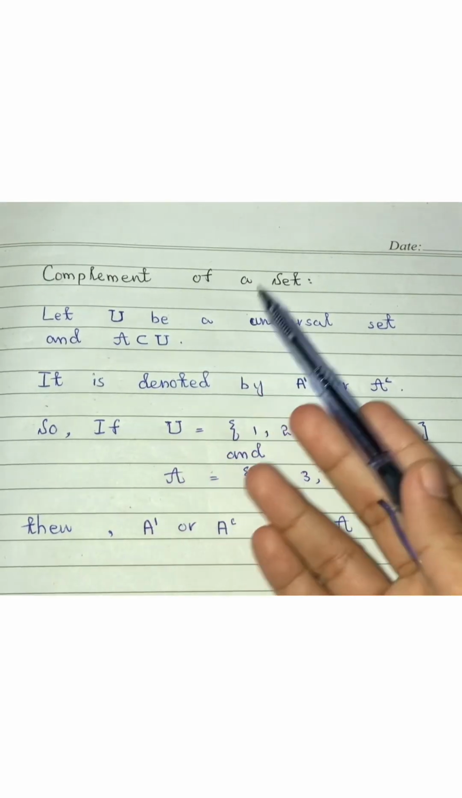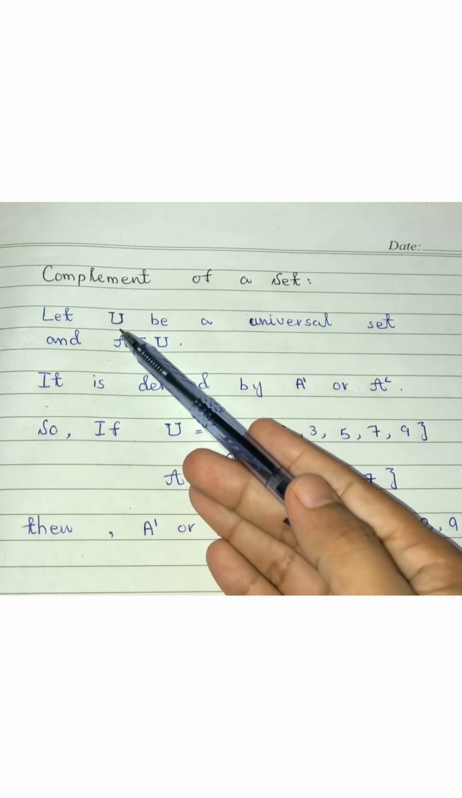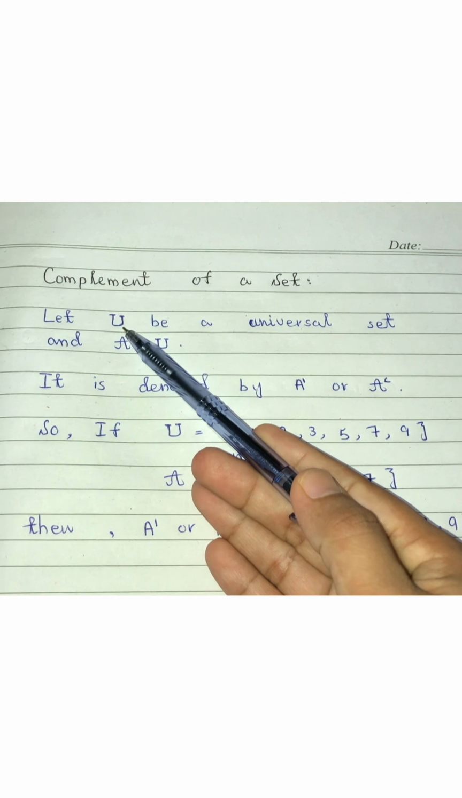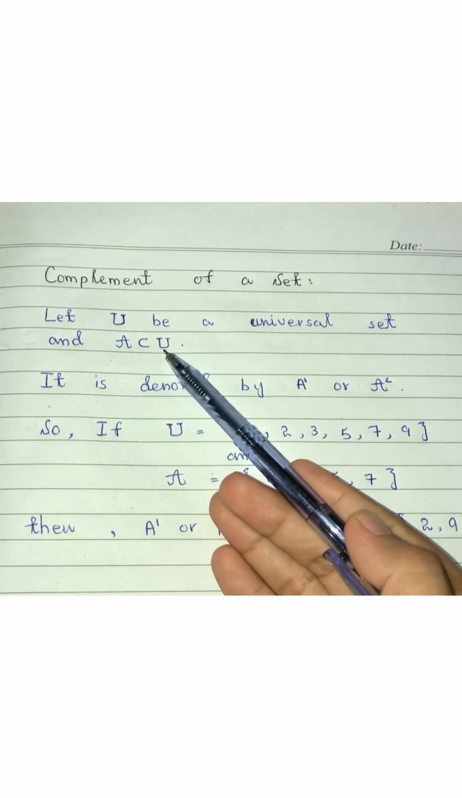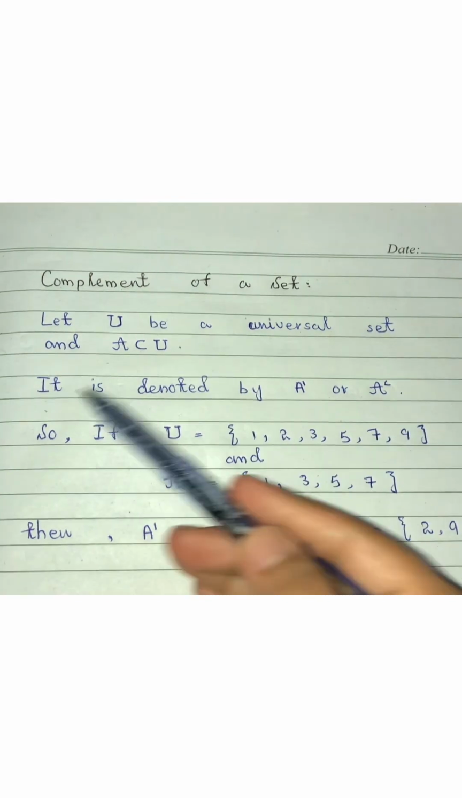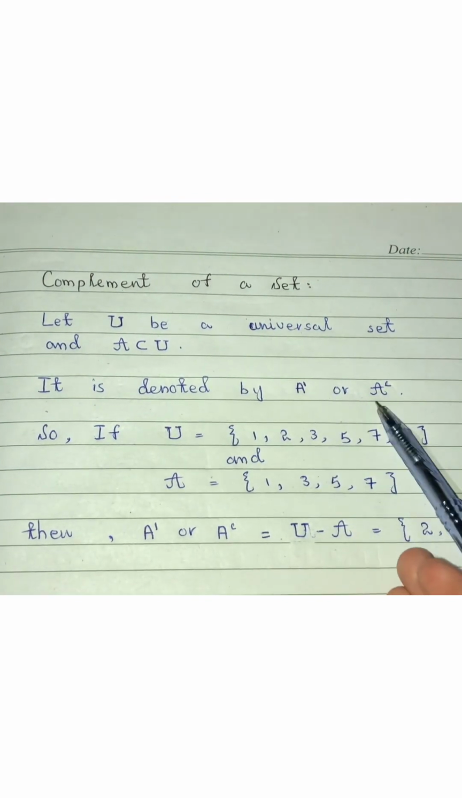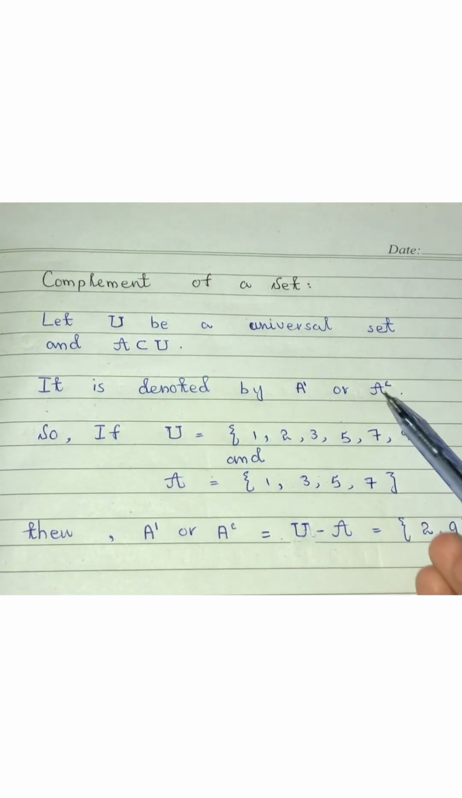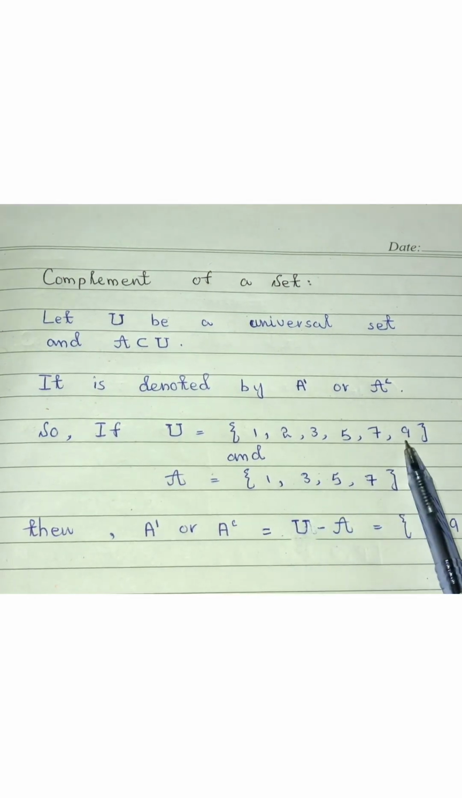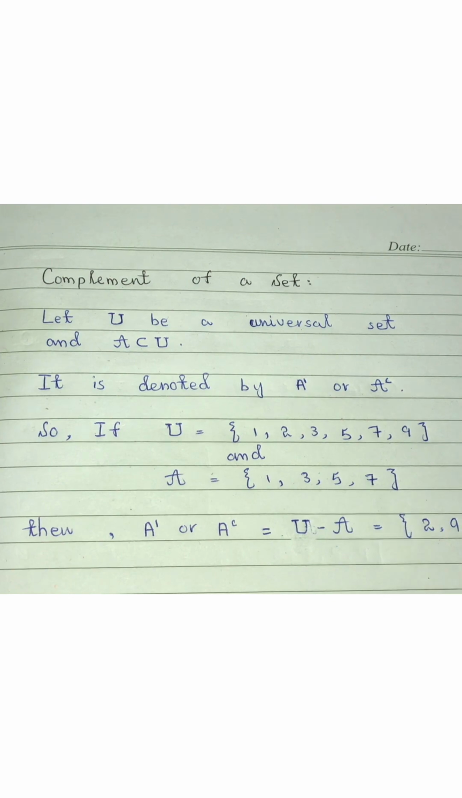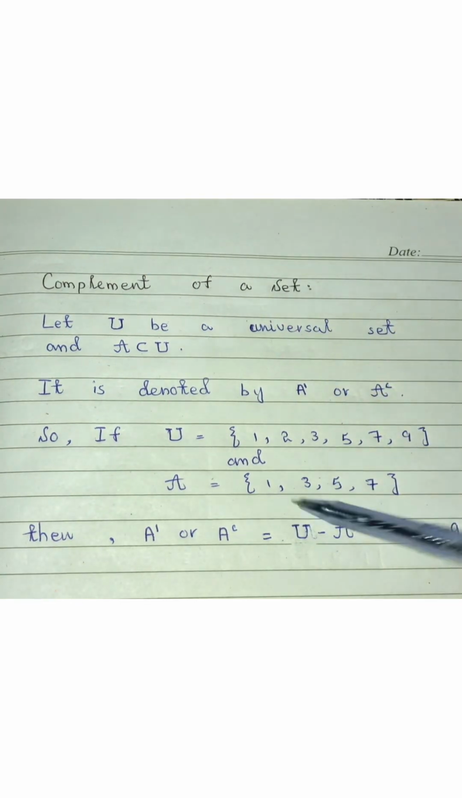Here we have complement of a set. Let this sign denote the universal set. Let U be a universal set and A is a subset of universal set. It is denoted by A dash or A power small c. So if universal set is 1, 2, 3, 5, 7 and 9 and set A is 1, 3, 5 and 7, how we will find its complement?